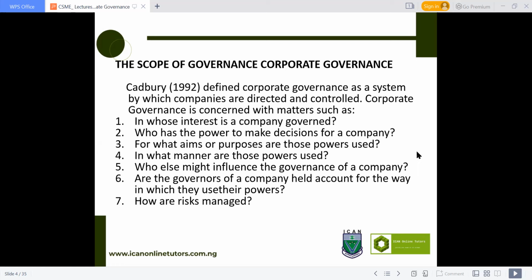And why do we need corporate governance? One of the reasons why we need corporate governance is as a result of the separation of ownership from control. Meaning that we have two parties now. There's one party that is providing the fund. There's one party that is managing the day-to-day affairs of this company. So once there's a separation of ownership from control, then we need to have governance.